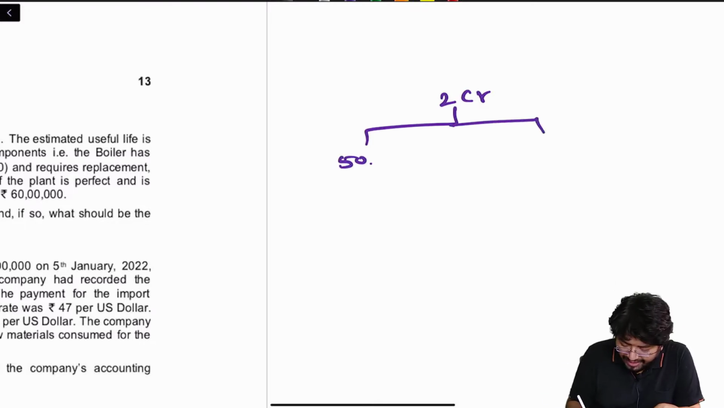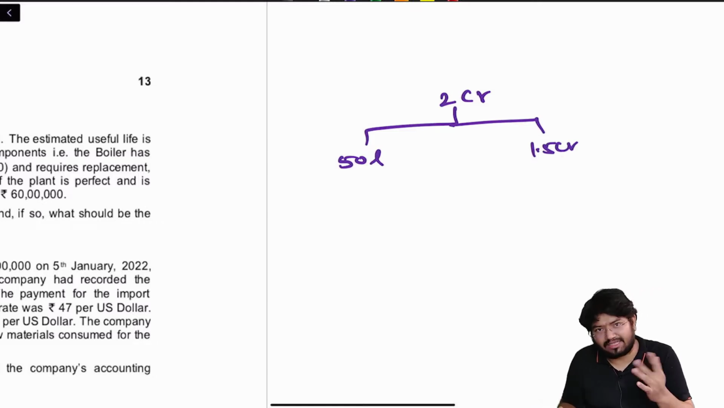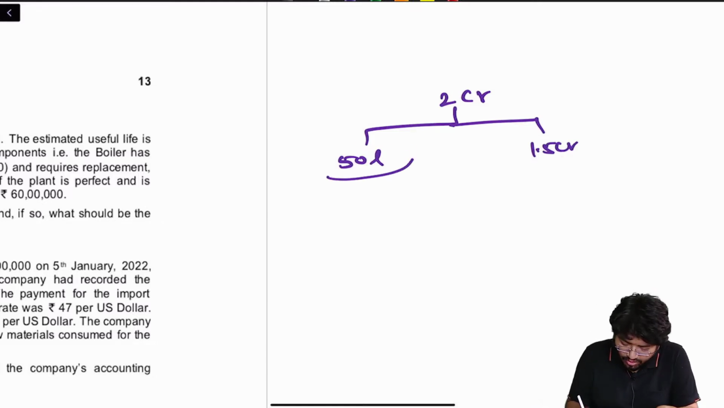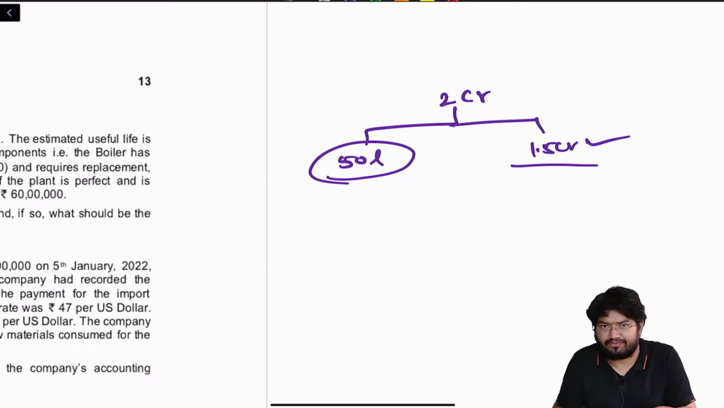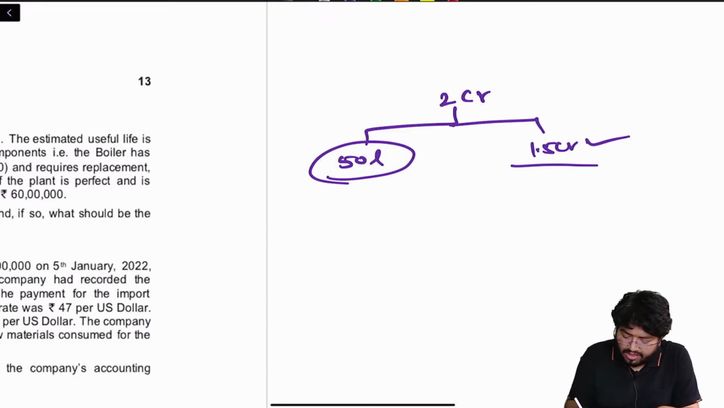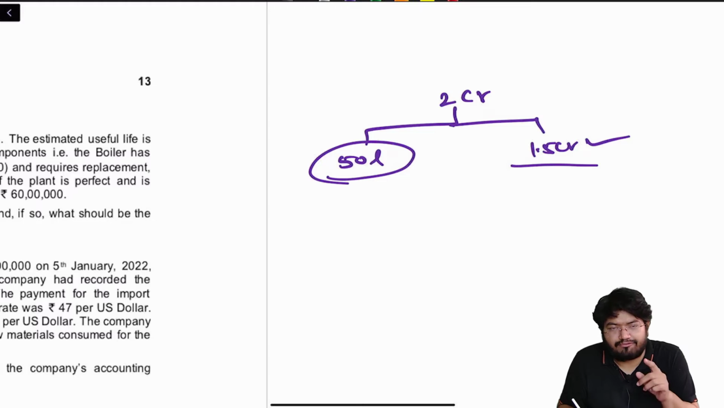One is for 50 lakh rupees, the second is for 1.5 crore, which he has spent on other parts. This alone has become obsolete. This is perfectly fine and it is working, in which case you will continue to depreciate this in the same way. Now, instead of this 50 lakhs worth of machine, he is going to buy a new machine. Now you need to check whether you are going to have future economic benefits because of the replacement.